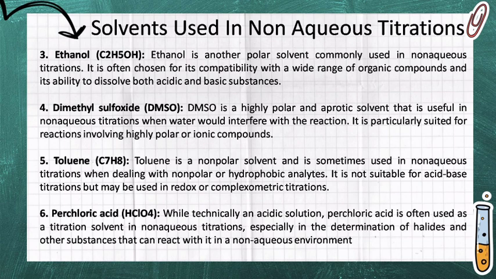Sixth, perchloric acid, HClO4. While technically an acidic solution, perchloric acid is often used as a titration solvent in non-aqueous titrations, especially in the determination of halides and other substances that can react with it in a non-aqueous environment.